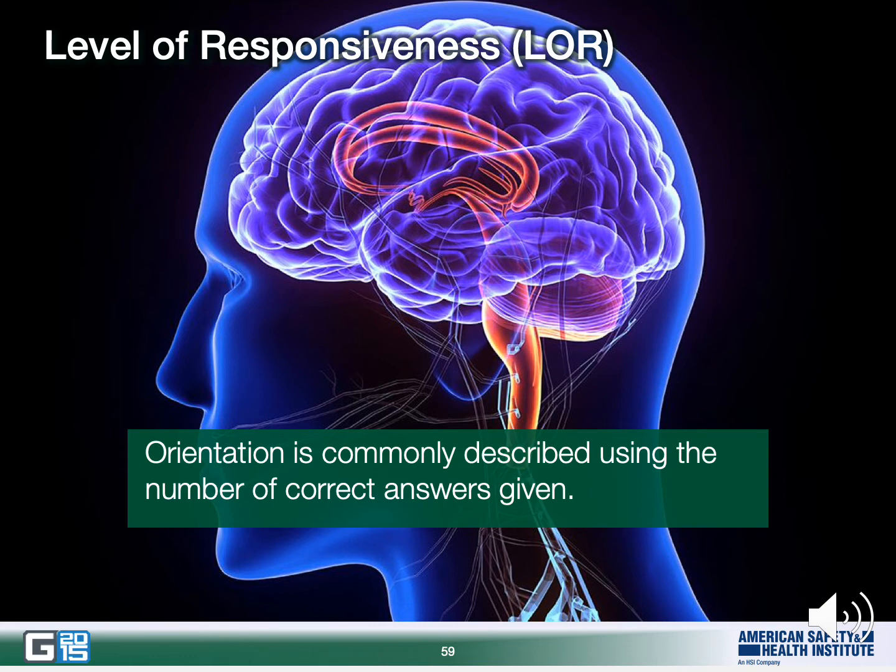Orientation is commonly described using the number of correct answers given. So when you say ANO4, you're saying that they answered all of those questions correctly.